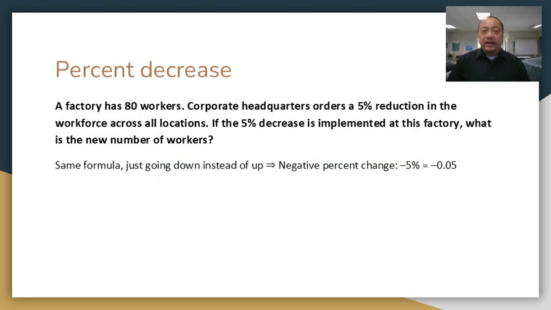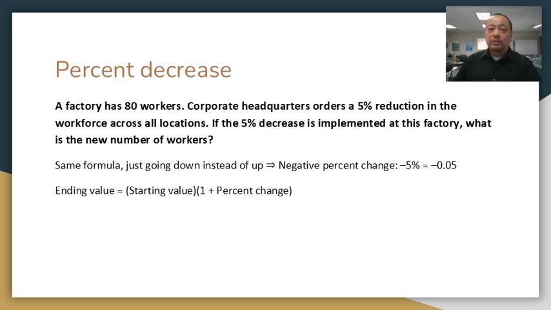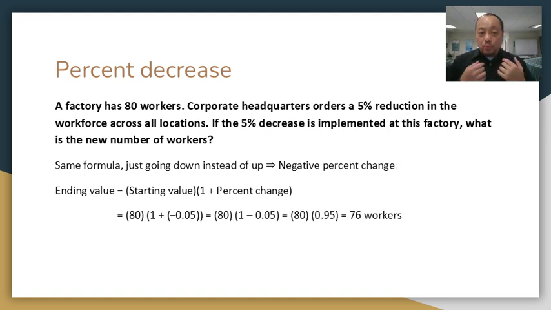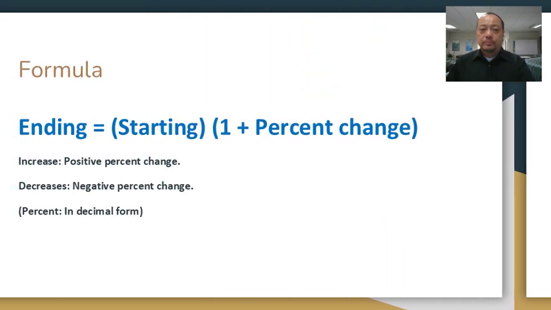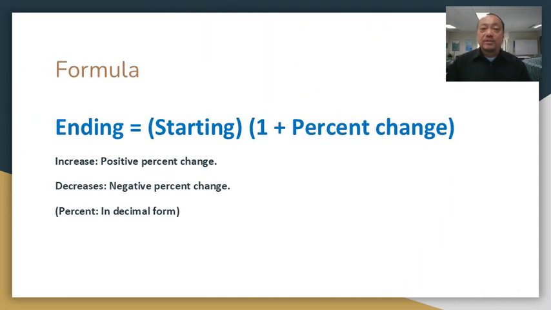The percent change is negative. Negative 5% equals negative 0.05. Applying the formula, ending equals starting times parentheses 1 plus percent change. Plug in the values. Starting value equals 80 times 1 plus, and now the percent change equals negative 0.05. Work out the algebra, equals 80 times 0.95 equals 76 workers. Here's our formula that covers both situations.